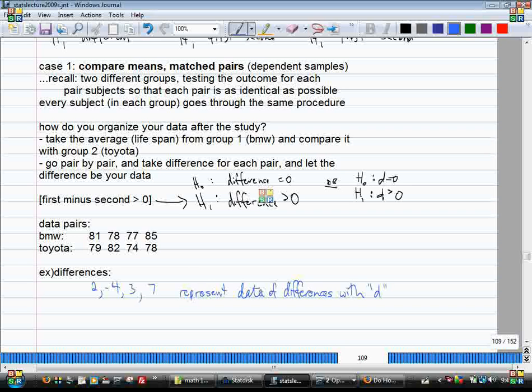Why is it 0? Because what was the claim? The claim was that BMW owners live longer than Toyota. So that just means greater than. So just some simple algebra: if A is greater than B, what happens when you subtract B from both sides? You get A minus B greater than 0.